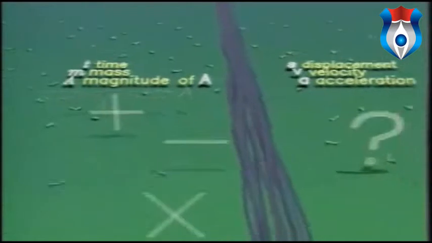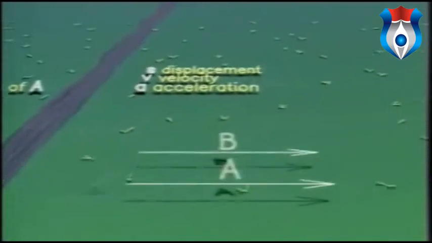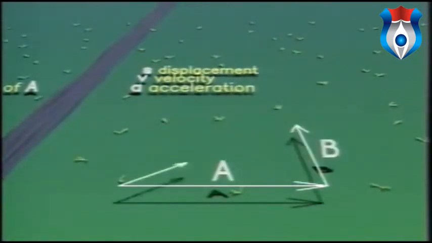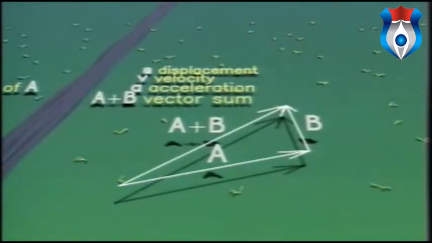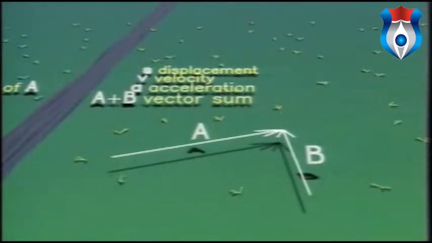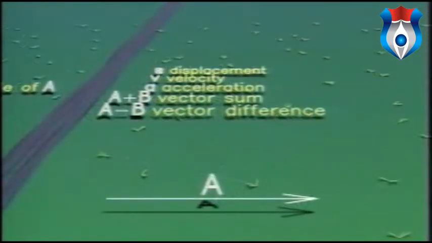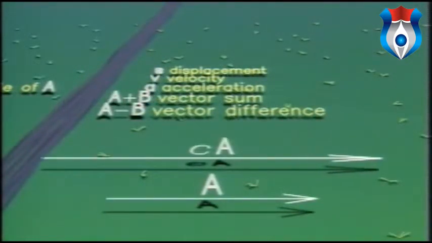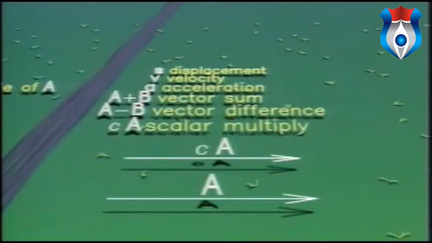With vectors, even the most familiar mathematical operations acquire an entirely new meaning. For example, when two vectors are added together, the sum isn't merely a number, it's a new vector. Also, vectors can be subtracted from each other, and the result is another new vector. A vector can be multiplied by a scalar. This new vector has the same direction if the scalar is positive, but its magnitude can be different. Multiplying a vector by a negative scalar reverses its direction.